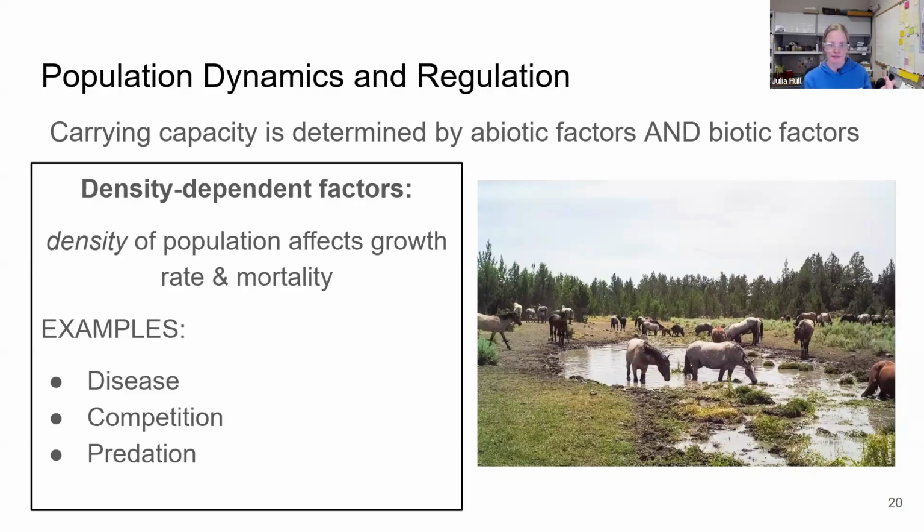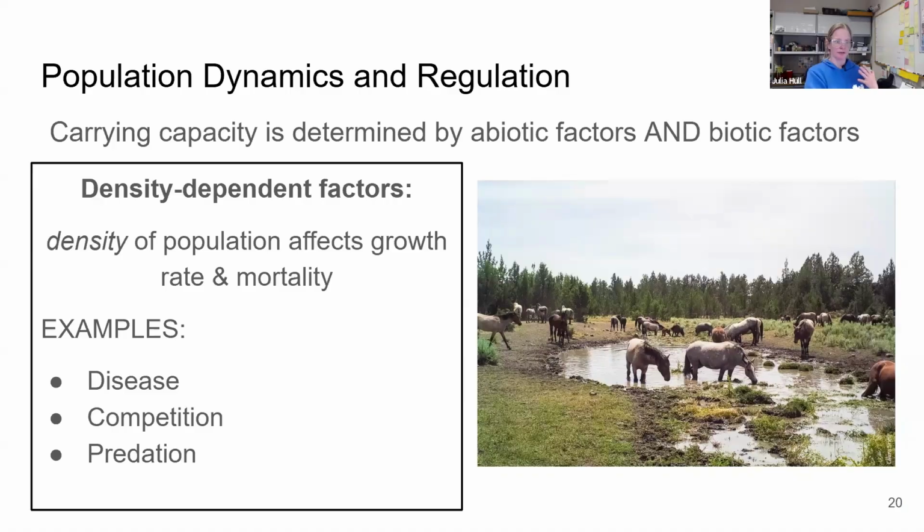So then we can categorize these into two major categories, the first being density dependent factors that are going to affect how large a population can get. Density dependent factors are going to affect how a population is growing based on how packed in those individuals are. This means that the density of the population is going to affect those elements of demography, the birth rates, growth, and mortality. So some density dependent factors that might affect these could be disease, right?